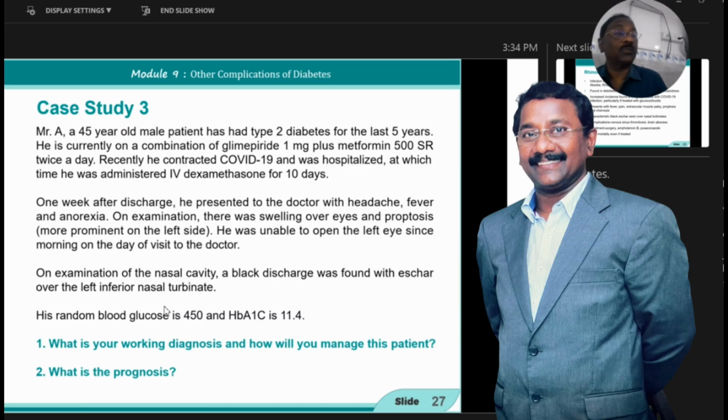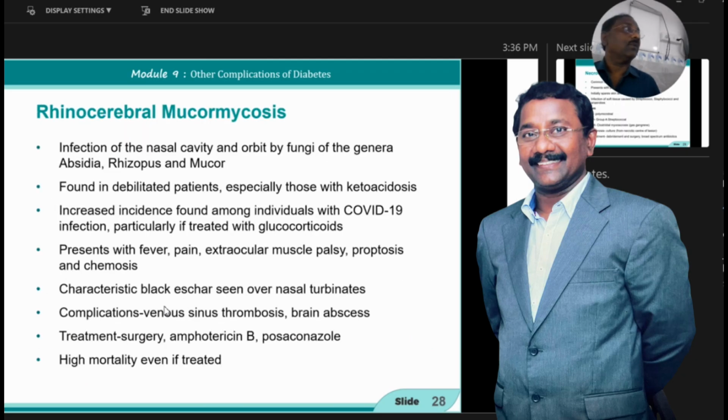See, that is the reason as postgraduates we have a very high role to play, to not let infections occur in our diabetic individuals. Rhinocerebral mucormycosis. Infection of the nasal cavity and orbit by fungi of the genera Absidia, Rhizopus and Mucor. These are fungal infections found in debilitated patients, especially those with ketoacidosis. Increased incidence is found among individuals with COVID-19 infection, particularly those treated with glucocorticoids.